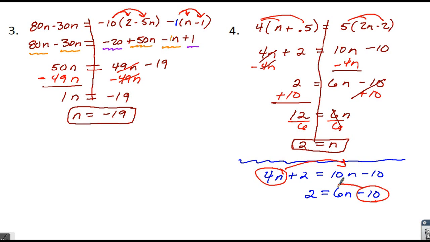And then we're going to move the value of the 10. We're going to jump it over. From a negative, it's going to turn into a positive because I jumped the equal sign. So now I have 6n on this side, and 10 plus 2 is 12, and divide both sides by 6, and n is going to equal 2. So either way, you end up with the same answer.